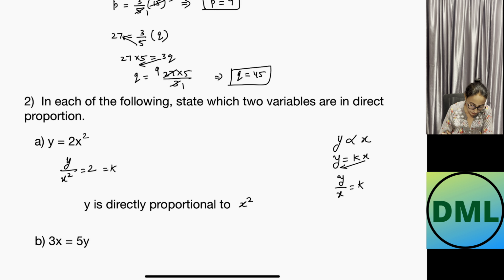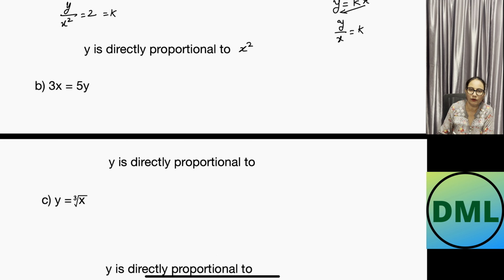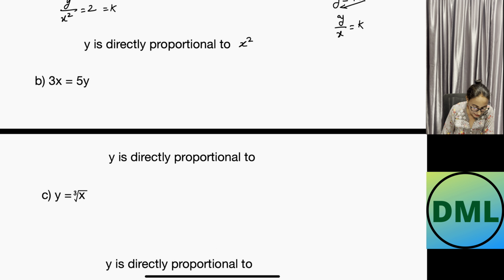Let's see the next question here. 3x is equal to 5y. I have to write down y over x. I will divide this x on this side. This will be written as 3 is equal to 5y over x. I will divide this 5 on this side. That will be written as 3 by 5 is equal to y over x, which is a constant. 3 by 5 a constant. This shows you that y is directly proportional to x. Let's write down here y is directly proportional to x.